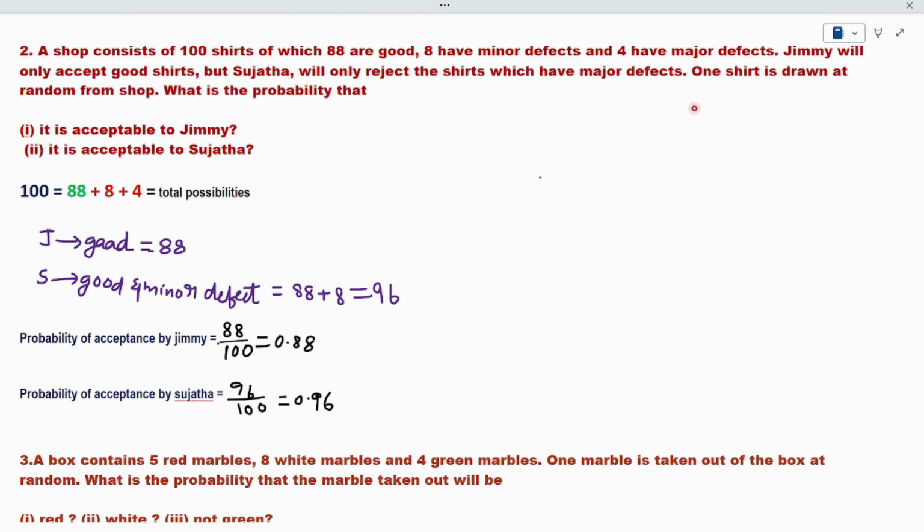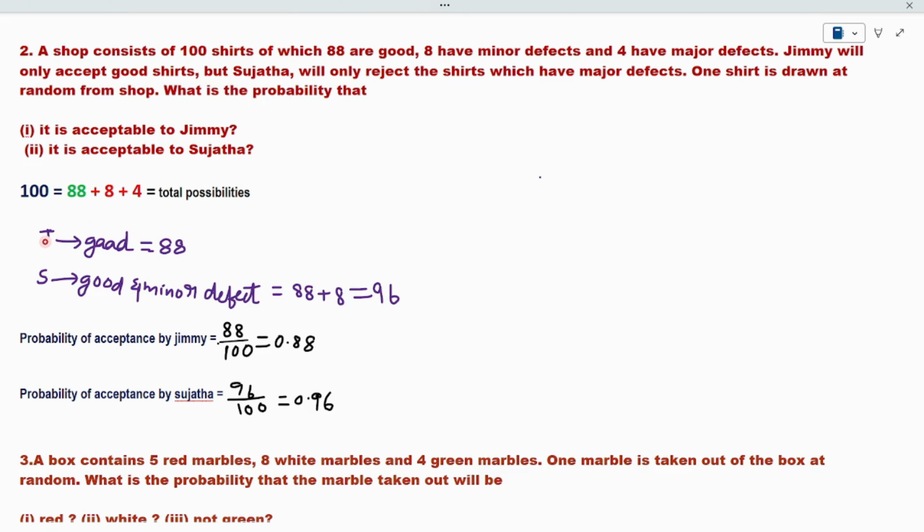If I have 100 shirts, I'll pick out one shirt at a time. How many times can I pick out? 100 times. So my total possibilities are 100. Why? Because I have 100 shirts, including 88 good shirts, 8 shirts with minor defects, and 4 shirts with major defects. I can pick out 100 times if I pick out only one shirt at a time. So my total possibilities are 100 here.